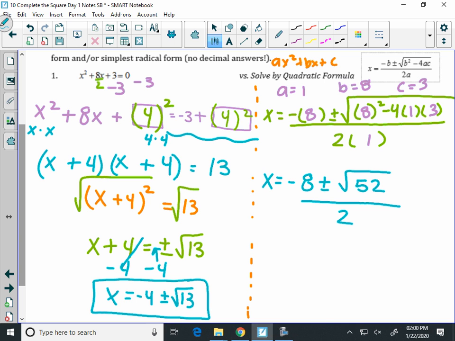Little hint, we can simplify 52 because we're supposed to get the same answer. So we're going to keep going. What's the largest perfect square that can go into 52? 4. How many times? What's the square root of 4? 2. What's left under a radical is 13. So we get 2 radical 13 on the top.